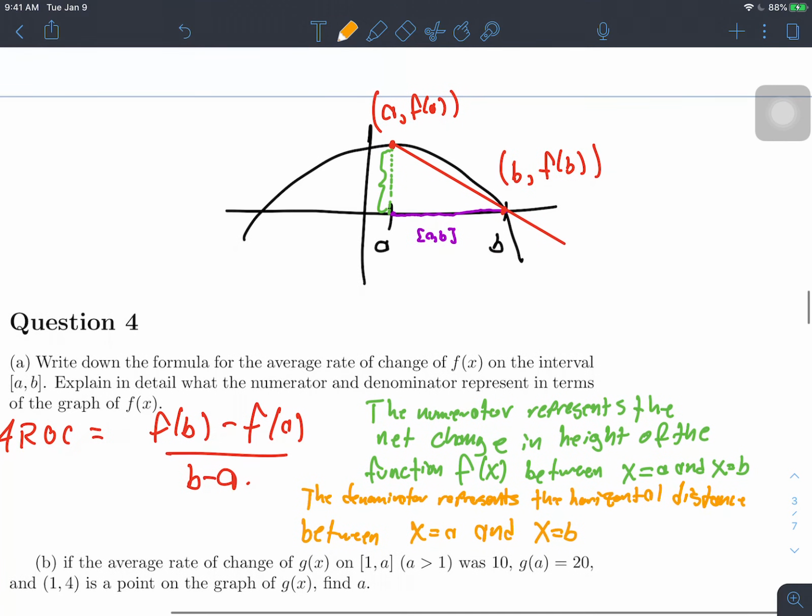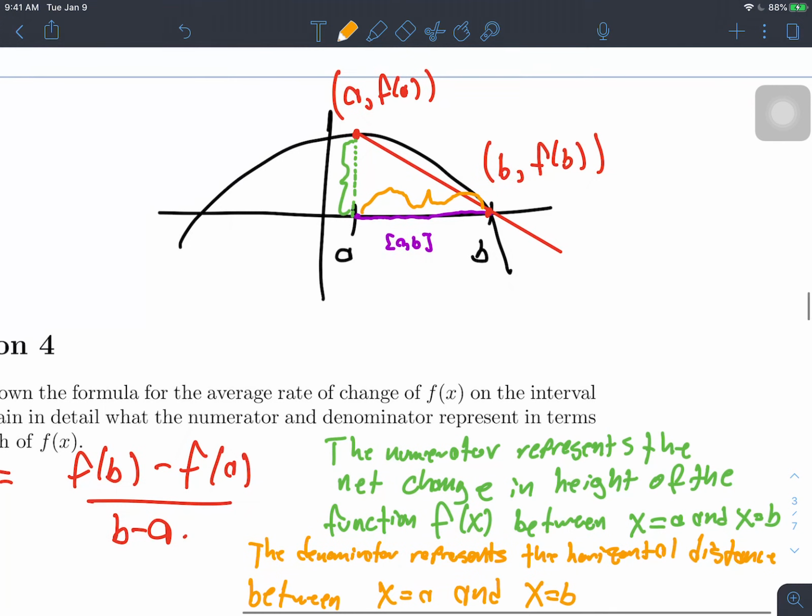So in orange, we're talking about this distance right here. Okay, so this distance between our 2 points horizontally. Okay, so that's what's going on with our denominator, and our numerator is representing the change in height. So in other words, it's rise over run.